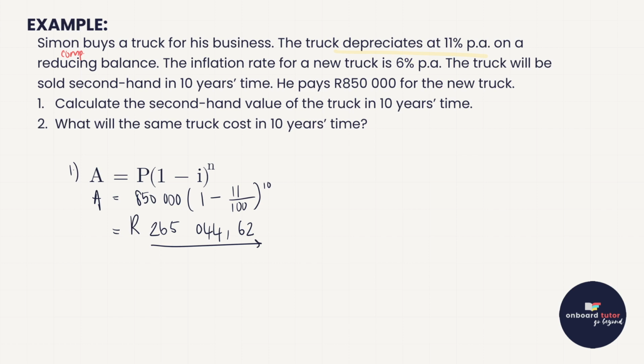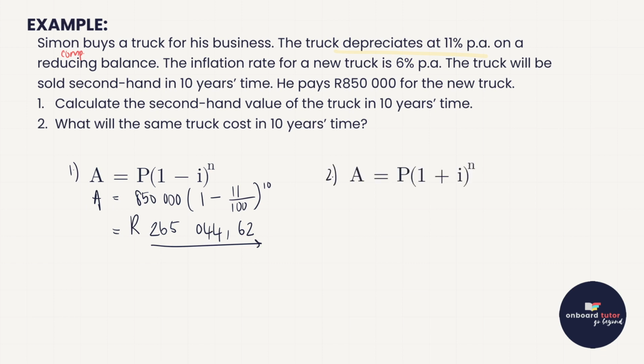When he sets up his sinking fund, he's actually not going to need this because he can bank on the fact that he's going to be making 265,000 Rand by selling his truck. Now they say, what will the same truck cost in 10 years' time? So Simon is getting ready to sell the old truck and replace it with a new one. So we're going to need another formula now.